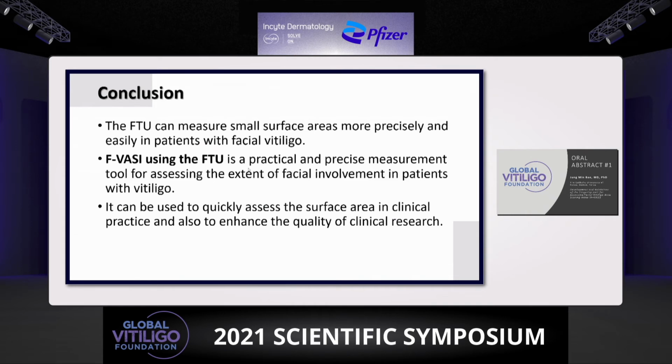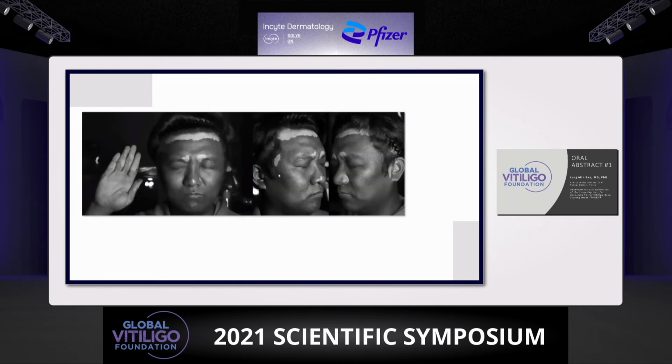In conclusion, the fingertip unit can measure small surface areas more precisely and easily in patients with facial vitiligo. Facial VASI using the fingertip unit is a practical and precise measurement tool for assessing the extent of facial involvement in patients with vitiligo. It can be used to quickly assess the surface area in clinical practice and also to enhance the quality of clinical research.